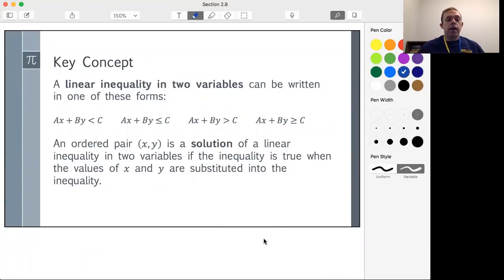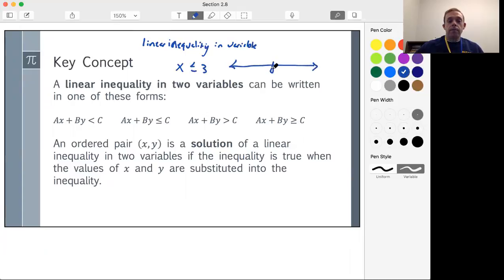All right, so key concept. What is a linear inequality in two variables? As you saw from the previous sections a little while ago, we can have a linear inequality in one variable, and that might have been x less than or equal to 3. And as we saw, we would graph it, find the number 3 on the number line, close circle, and shade to the left. Well, today we're going to take a look at two variables.